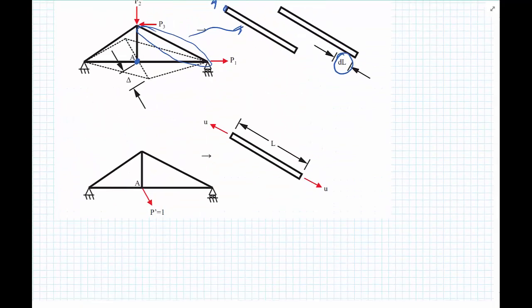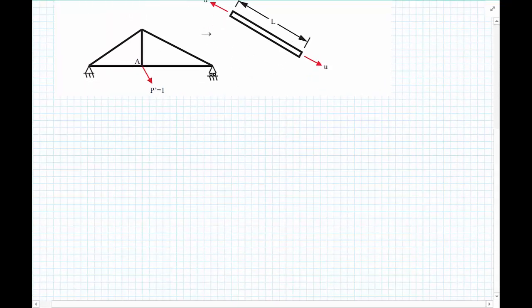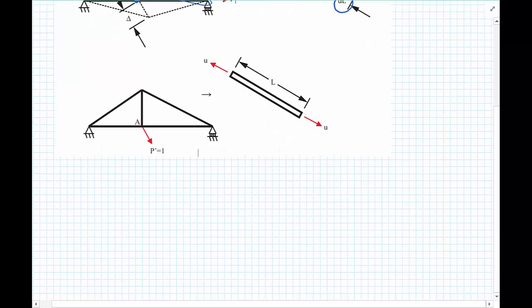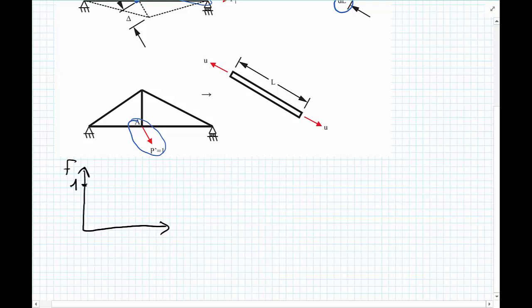So the first thing we're going to do is examine the external work done on this structure as a result of the virtual load. The virtual load has a magnitude of 1, and as a result of the real loads, the real structure has deflected by delta. However, this virtual load could be imagined to have been sat there all the time. So let's draw this on a graph. While we were applying the real loads, the virtual load, with a magnitude of 1, was able to move along all the time until point A had a total deflection of delta. So the area under the graph is the external work done by the virtual load.